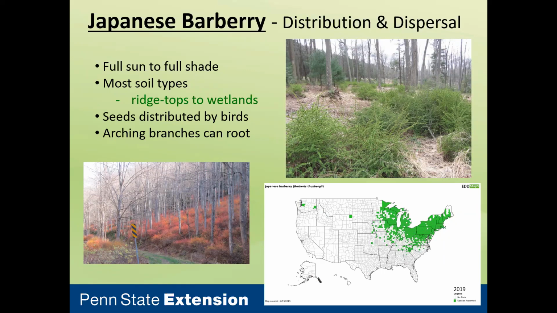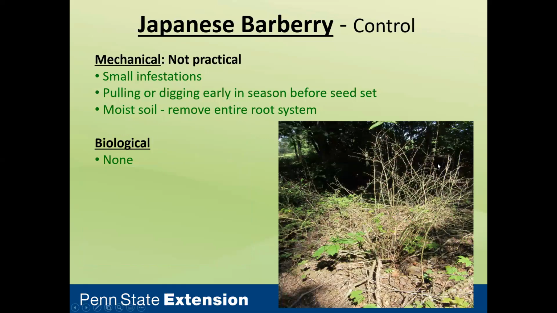The seeds are distributed by birds. I've harvested grouse that have had their crop just full of Japanese barberry seeds. And when the branches arch over and touch back onto the ground, they can actually root and cause a larger infestation. So mechanical control on this plant is really not practical, and if you do cut it, it does resprout. Digging or pulling this plant out is not easy to do because the spines are even on those stems down low to the ground, and it does root pretty deeply.